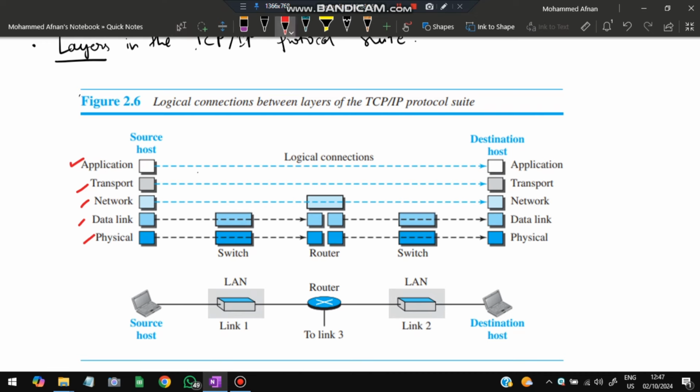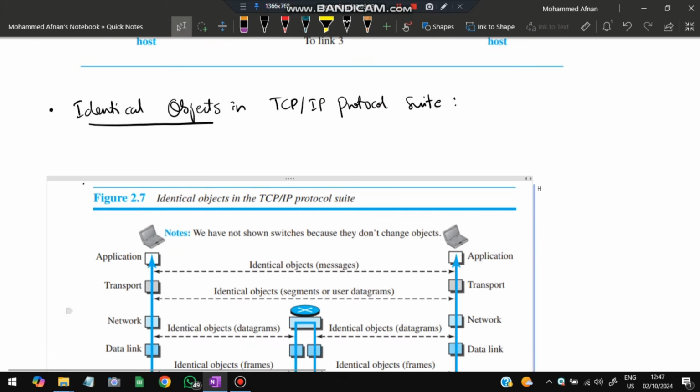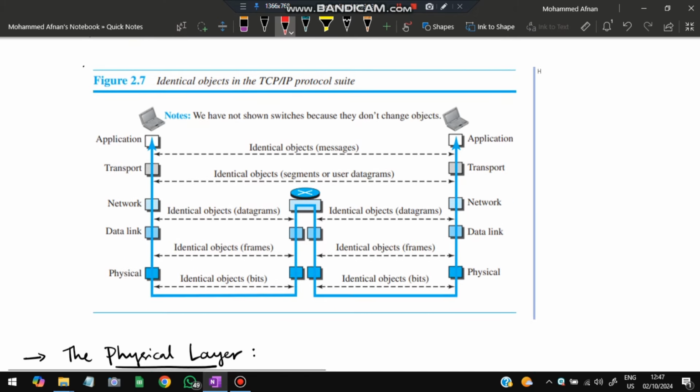There is a logical connection between each of these layers, as we already discussed in the previous topic. We can assume there is an imaginary line between the application, transport, network, data link, and physical layers. Next, we have the identical objects in the TCP/IP protocol suite. Identical objects should be there, so that the principle is verified or not.